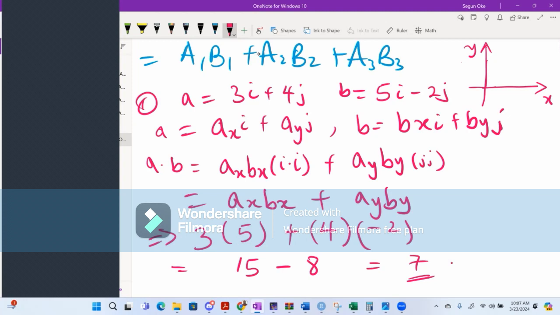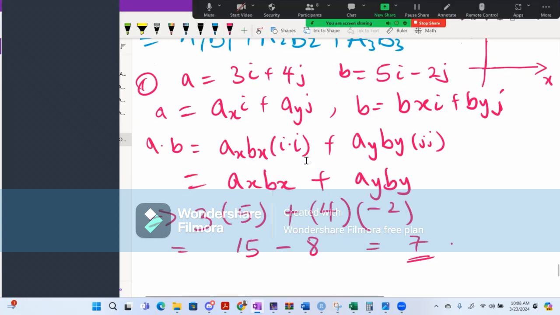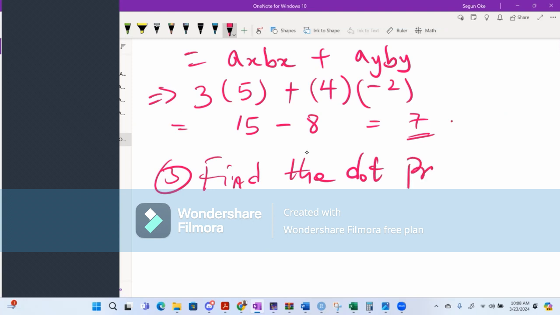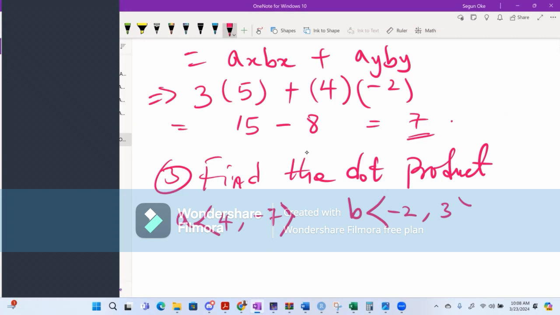So now let's look at another interesting question. If I give you this, can we quickly solve it together? Can you solve it and give me the answer? Let's look at this question. Number 3, find the dot product. If you have A as (4, -7) and B as (-2, 3).